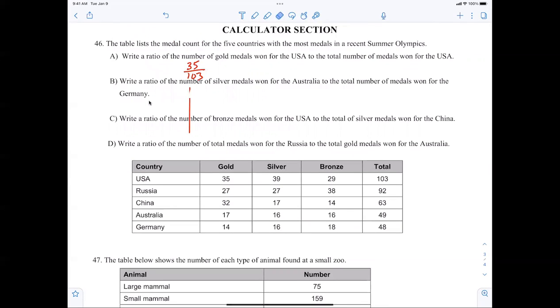Does that reduce? All right. So question B, write a ratio of the number of silver medals won for Australia. How many did Australia silver? 16 over the total number of medals won for Germany. How much? 48. Does that reduce? 1/3. All right, you're allowed to use your calculators tonight, guys.